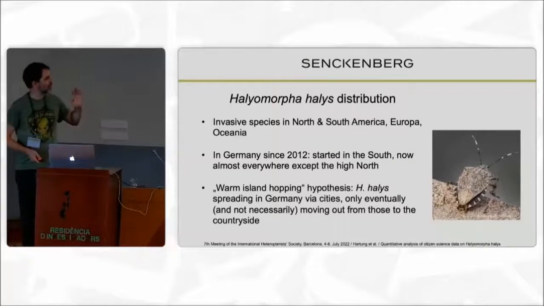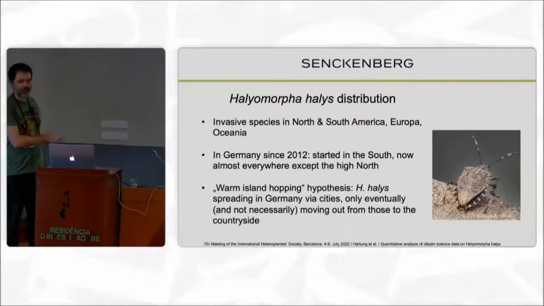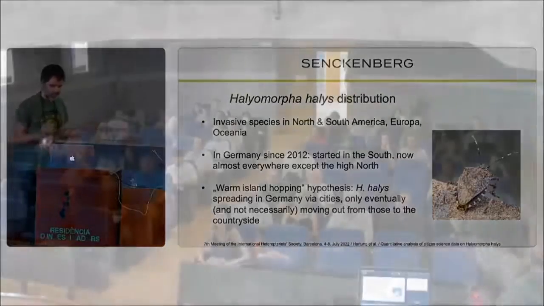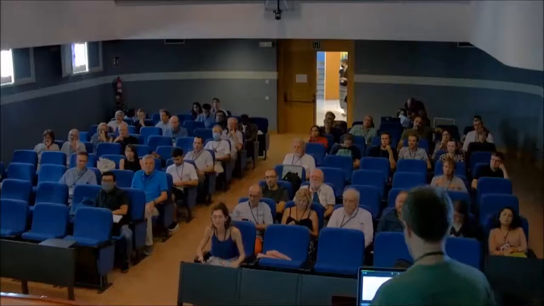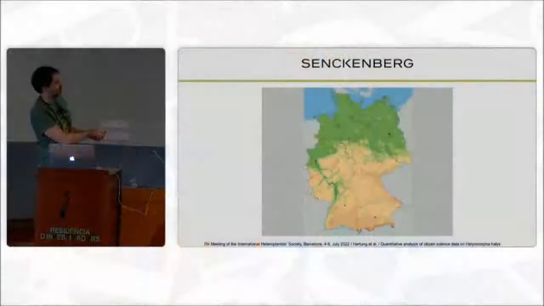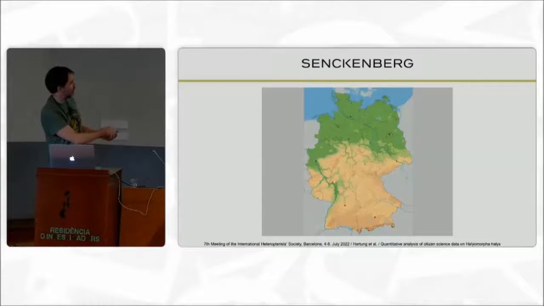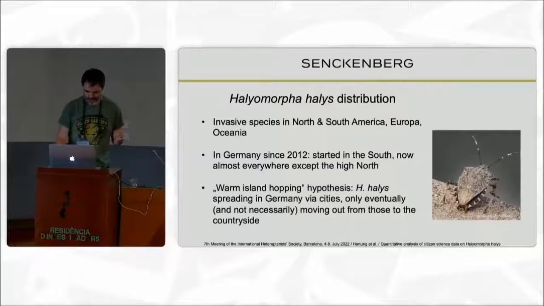Thanks to Salini and Lucia Adriana and Peter Kment, I don't have to tell you what Allomorpha halis is, because it has been described a lot. I just mention that in Germany it has been known since 2012, and just as I said, the first place it appeared was in the very south, here at Lake Constance. And then it started spreading northwards, and now we have Allomorpha almost everywhere, except for this very northern part of Germany, but I think it's just a matter of time.